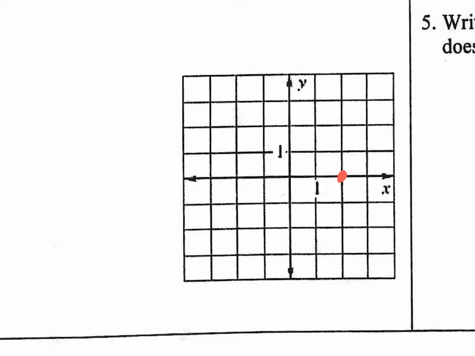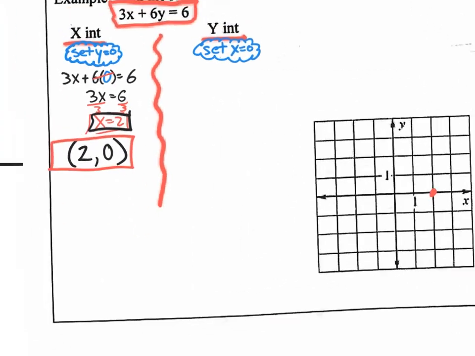Now you know that the line has to cross through here. Maybe it crosses like this. Maybe it crosses like this. Maybe it's totally flat. Maybe it's just crossing with a little bit of an angle going up, right? So we don't know until we find the other intercept, okay? So let's go back over here and find the y-intercept.